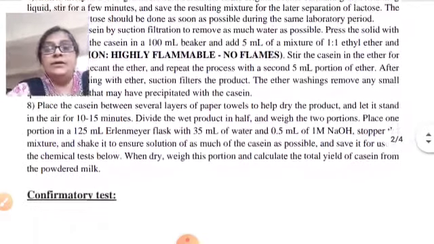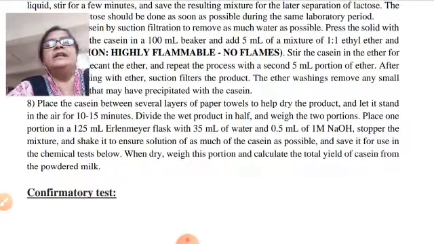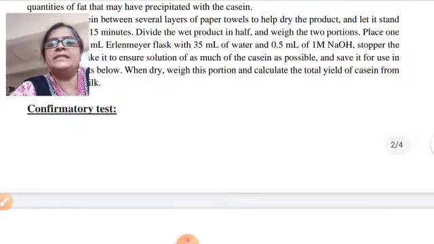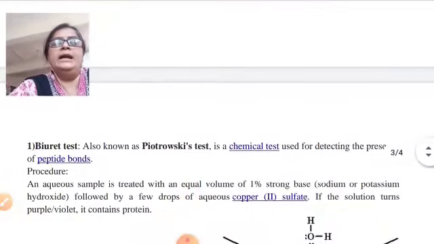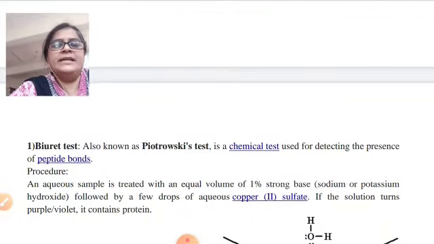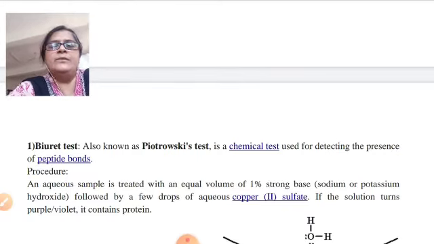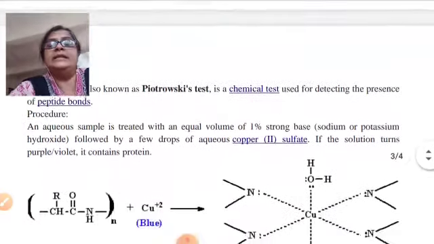Now we should go with the confirmatory test, to confirm that the precipitate which we have got is casein, a protein that contains amino acids. The first test which we perform is the Biuret test. It is also known as the Piotrowski test, and it is a chemical test used for detecting the presence of peptide bonds. We take an aqueous sample and treat it with an equal volume of 1% strong base, either sodium or potassium hydroxide, followed by a few drops of aqueous copper sulfate. If the solution turns purple or violet, it contains protein.